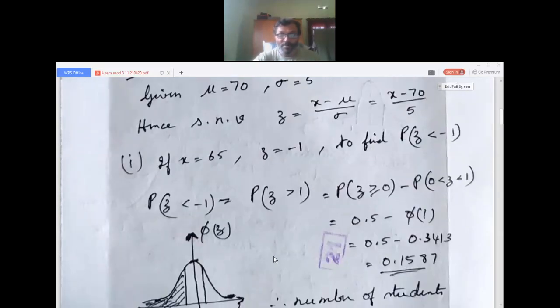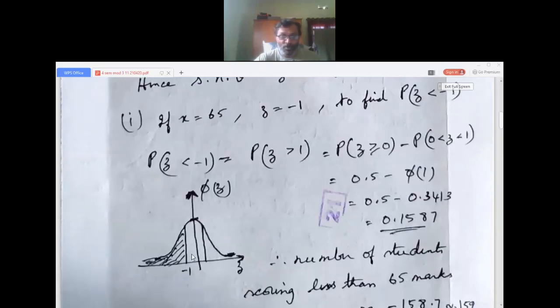How do we calculate P of z greater than 1? You have seen many problems before; you have solved this type of question. P of z greater than or equal to 0 means all the area on the right side, from 0 onwards. P of z greater than 1 means this side. So it is P of z greater than or equal to 0 minus P of 0 less than z less than 1, the area up to z equal to 1.